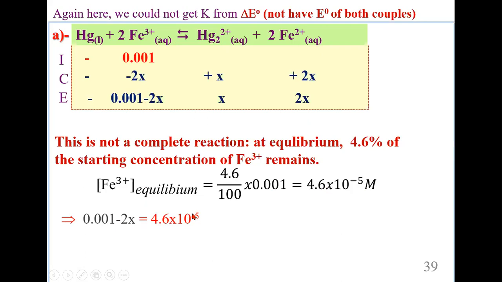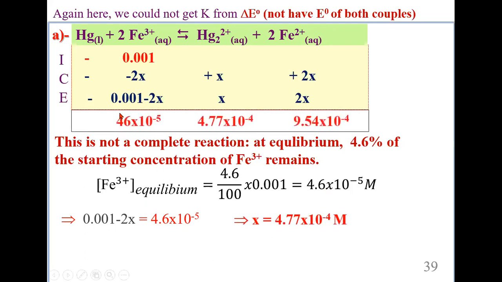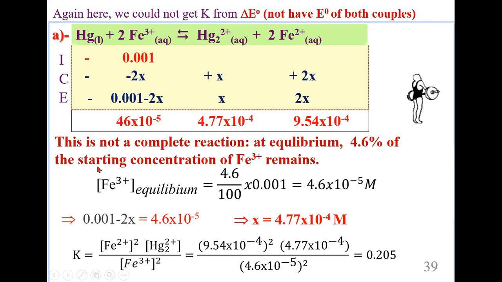In other words, this leftover 0.01 minus 2x is equal to the amount, 4.6 times 10 to the minus 5. Let that equal, solve for the x, and now once you have the x, you actually have every single species in your equation. Go back, this is 2x, this is simply x, and here we already got that, 4.6 times 10 to the minus 5. Now substitute in and put all the numbers.